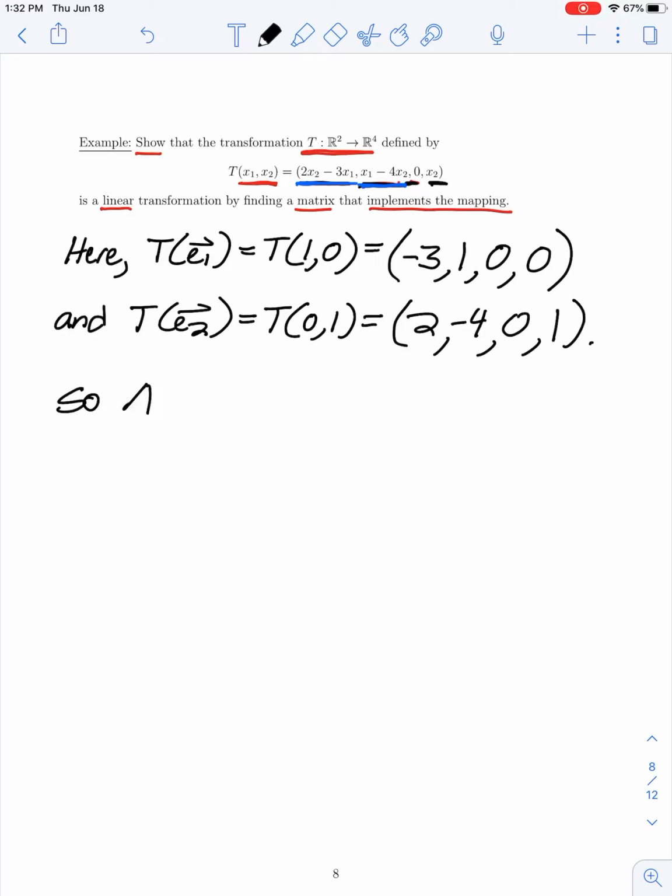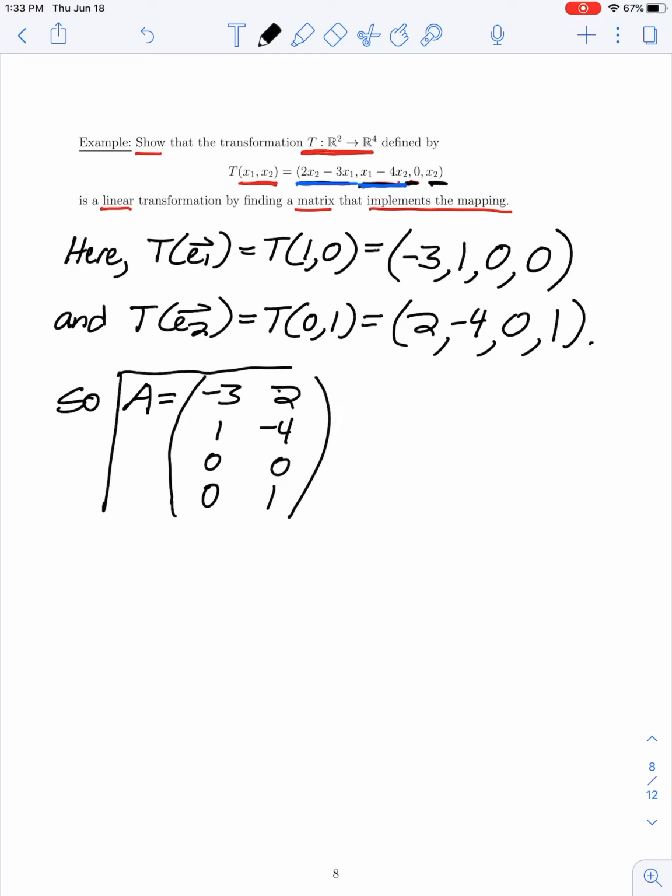So by using Theorem 10, the standard matrix for this transformation would have a first column given by the image of e1, so that is the column (-3, 1, 0, 0). And the second column of A would be the image of e2, which we found to be (2, -4, 0, 1). So we've shown that this transformation is linear by finding a matrix which implements that transformation.